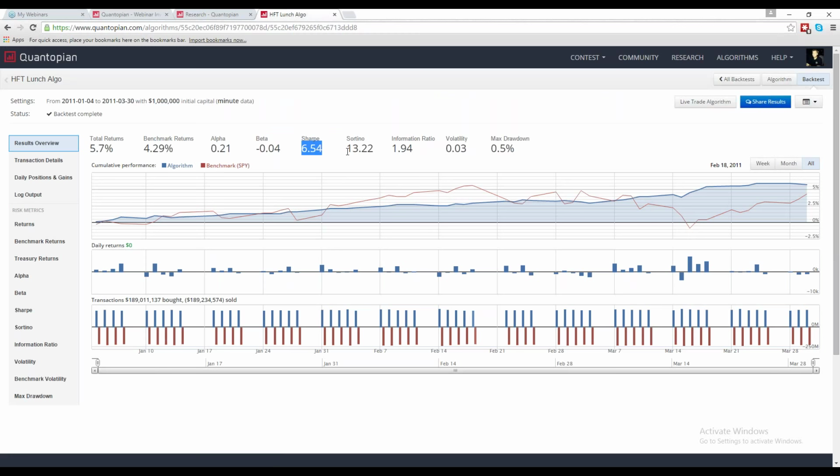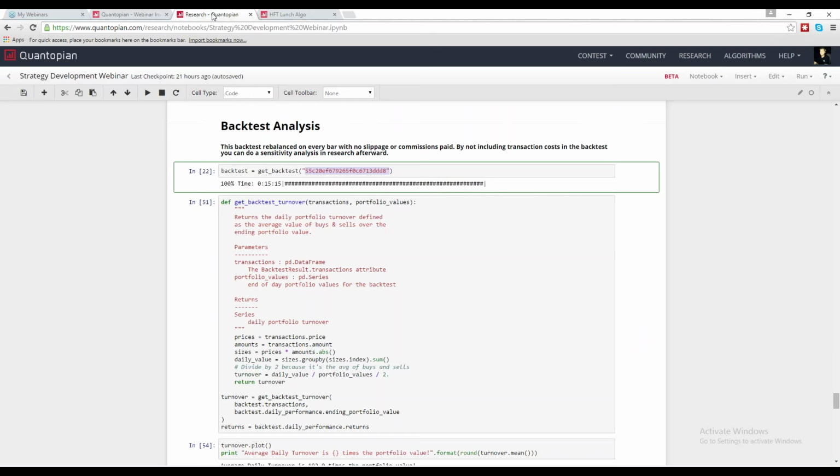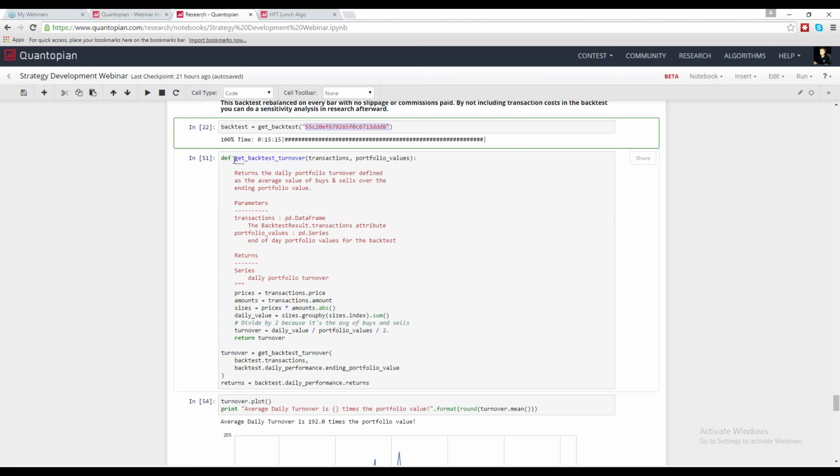But what happens as soon as you do start to layer in costs? So what I've done here is get backtest turnover, which is actually going to get the daily turnover of the portfolio using all of your prices, sizes. And then it's basically going to be how much is my portfolio turning over relative to the value in the portfolio.